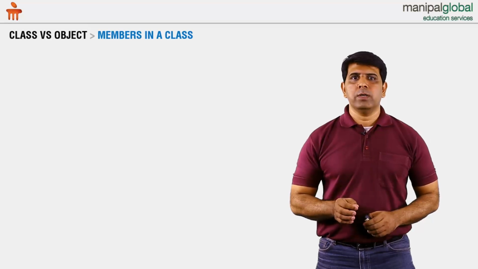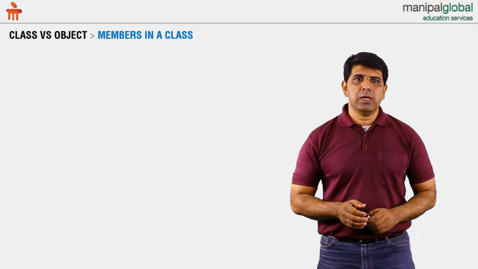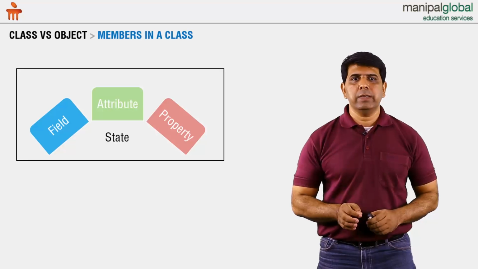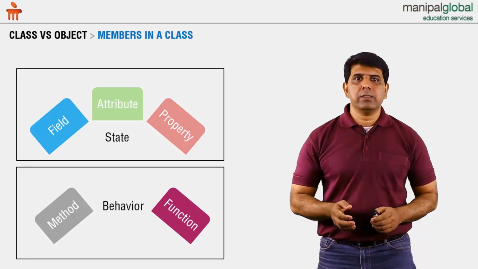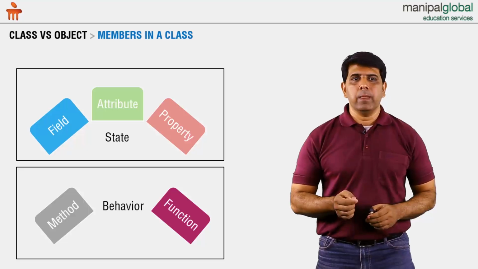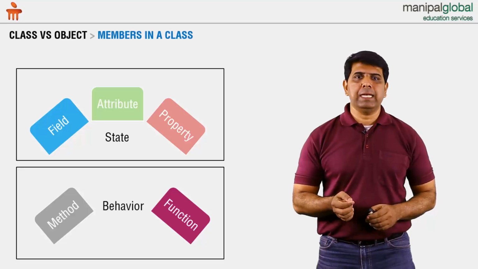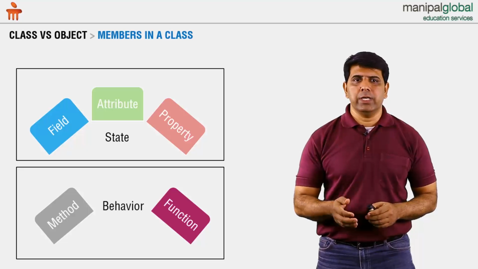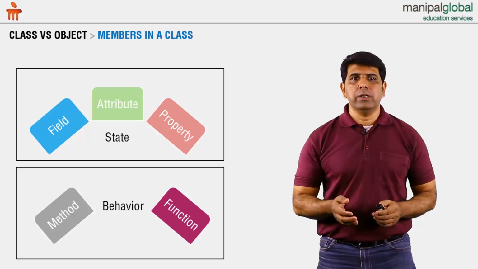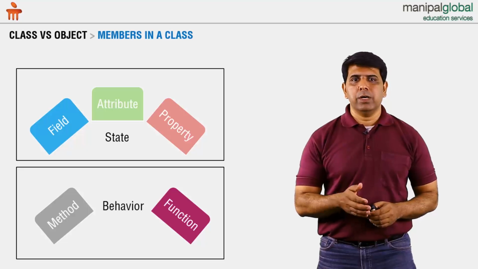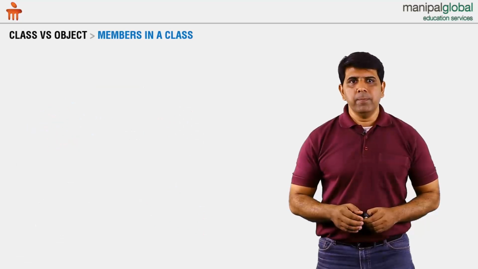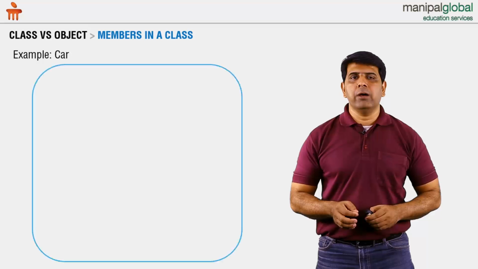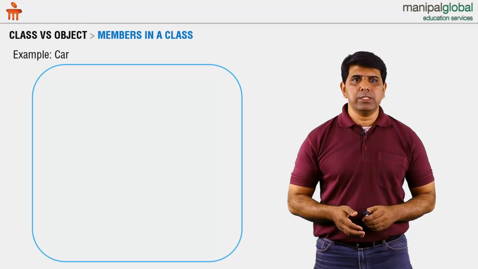Let's look at what are members in a class. A class defines state and behavior. A state represents information. They are also known as field, attribute, property. While behavior is all about functionalities. Behavior is also known as methods or functions. For example, in a car, we may have many features that we can list out.